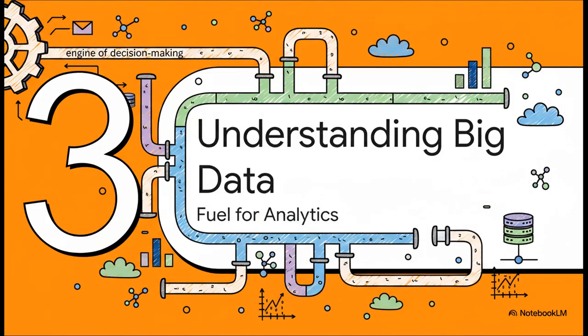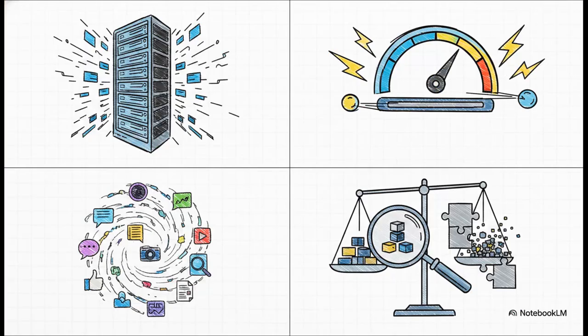All right, Section 3, understanding big data. This is the raw fuel for that analytics engine. So, to actually run these advanced models, you need a staggering amount of information. IBM brilliantly defines this with the 4 V's. Let's fire through them. First is volume. We are talking terabytes, even exabytes of data.